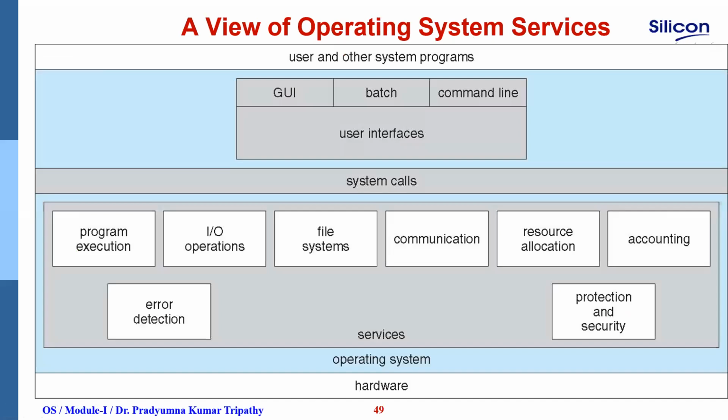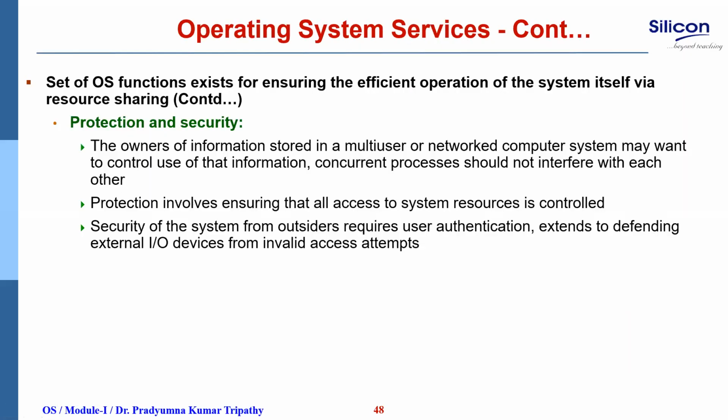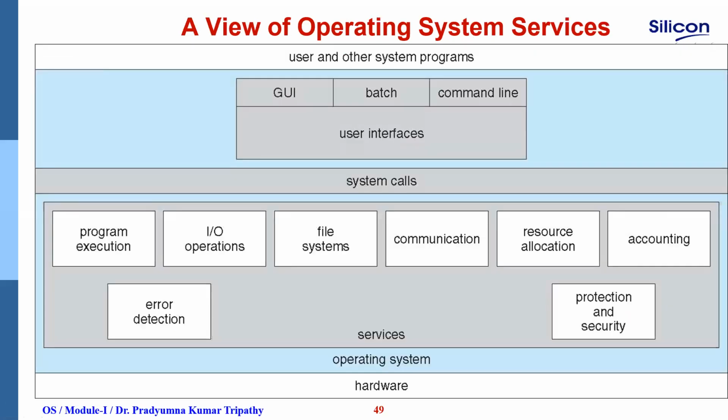Okay, so we have discussed the different services of the operating system, right? Now we'll go for a view of the operating system services, where the operating system services actually reside. First thing, let me tell you that user applications interact with the operating system. The operating system interacts with the hardware to get the work done. That we have discussed earlier.